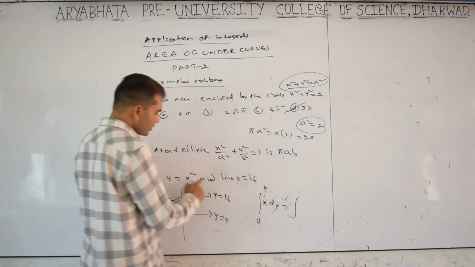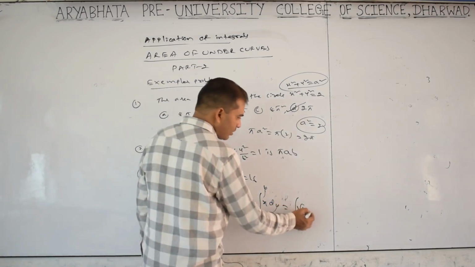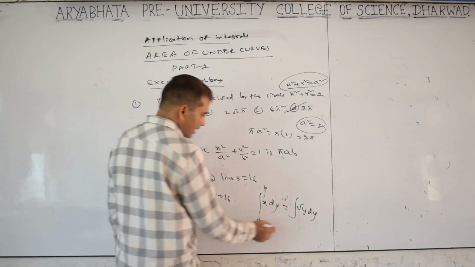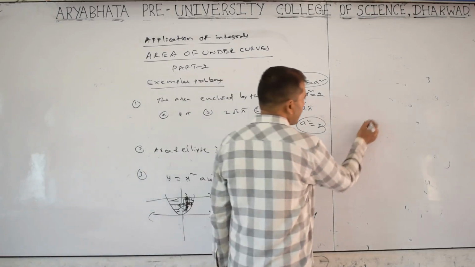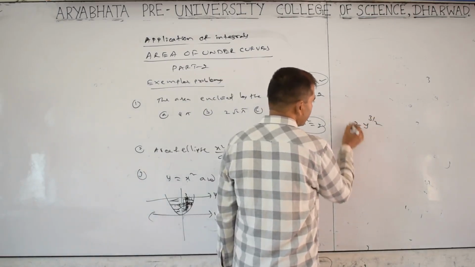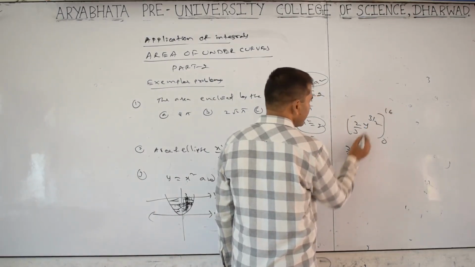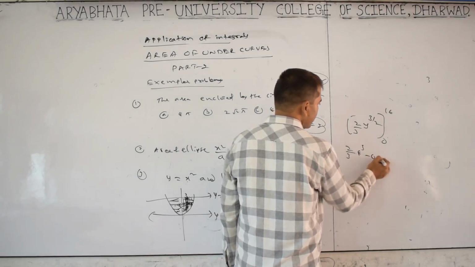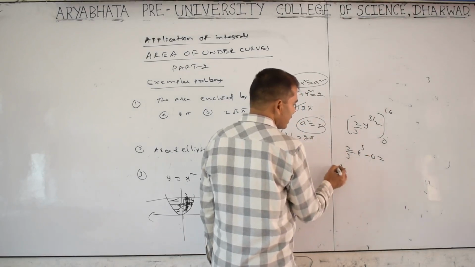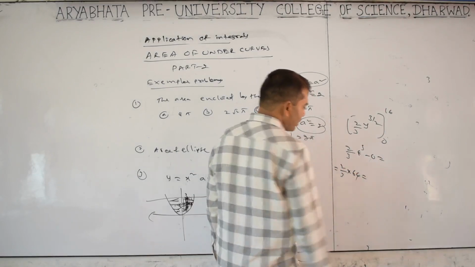From the curve, x = √y, so the integral of √y dy with limits y = 0 to 16. Integration of y^(3/2) is y^(3/2) divided by 3/2, which gives 2/3. With limits 0 to 16: 2/3 times 16^(3/2), that is 4³ = 64, and the lower limit is 0. So 2/3 into 64, simplifying, the answer is 128/3.